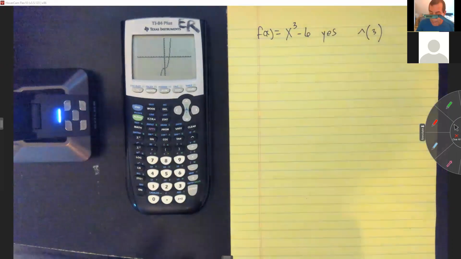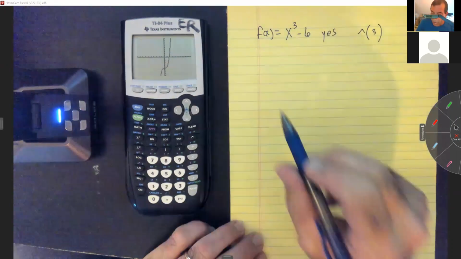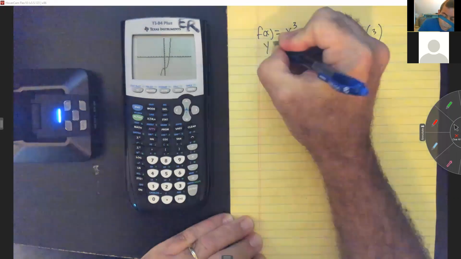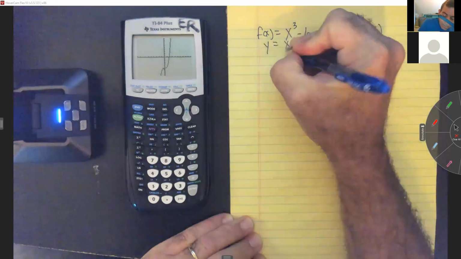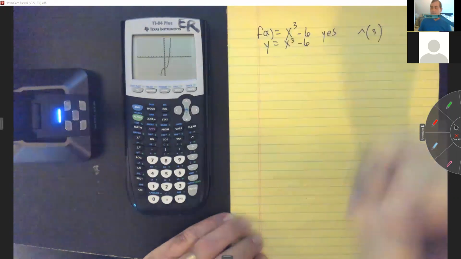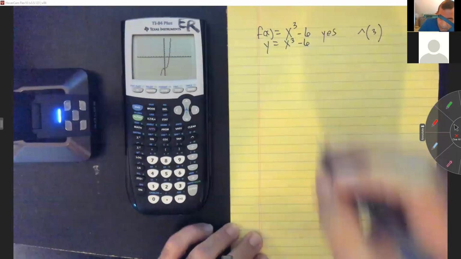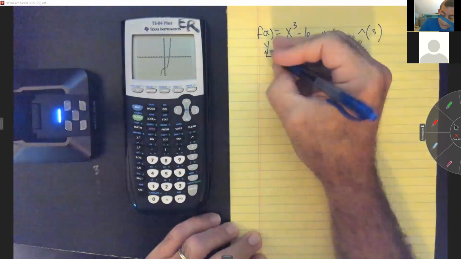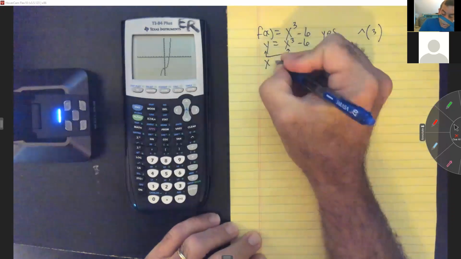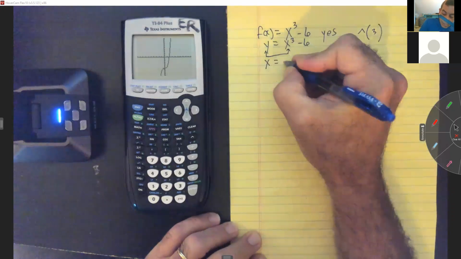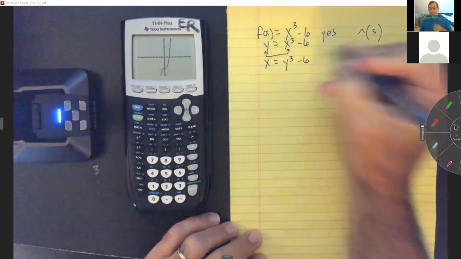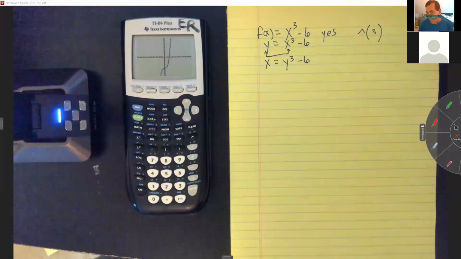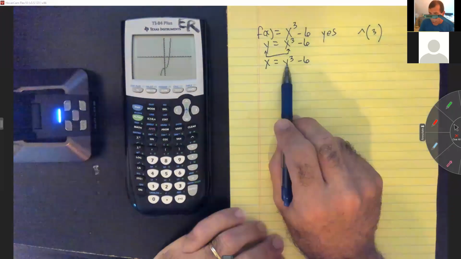All right, so let's find the inverse equation. We're going to replace the f of x with a y. So I get y equals x to the third minus 6. I'm now going to switch that x and the y around so that I get x equals y to the third minus 6. All right, so we're solving it for the y, so we need to get this y to the third by itself.